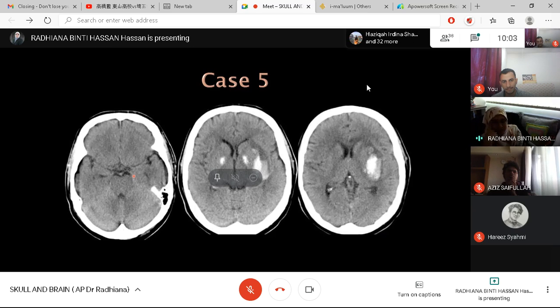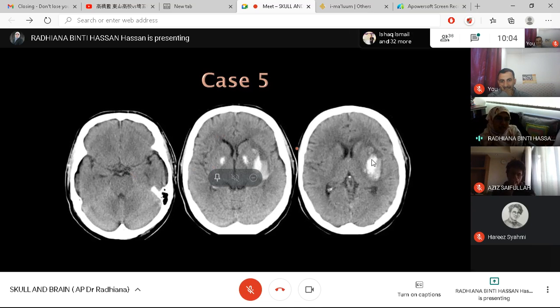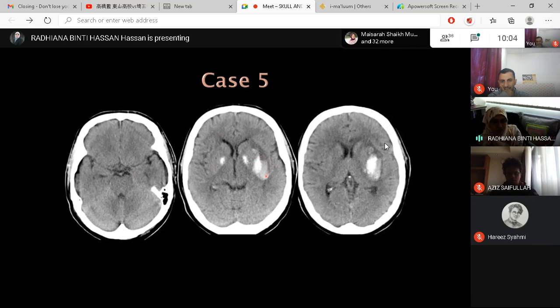Okay, so I mentioned before, if no bone setting or bone window is given, do not mention bone findings. Yes, you can see there is hyperdensity in the left basal ganglia, or the left lentiform nucleus. That's why your anatomy is very, very important. So now you know the difficulty: if you do not know your anatomy, it is when you describe the findings and want to name the location.